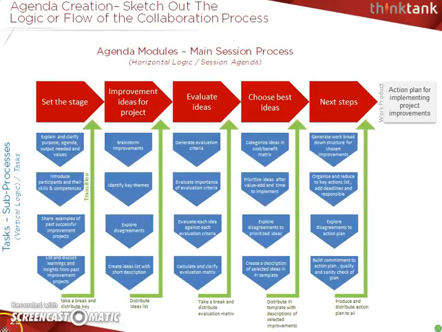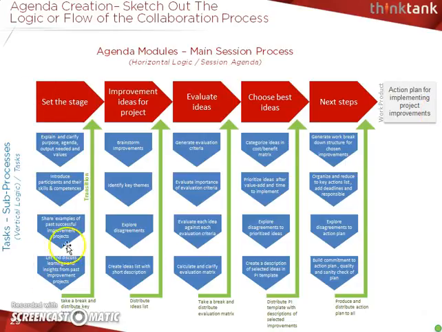Let's look at an example of what such an agenda would look like. This is an agenda where the first point would be to set the stage or to introduce the meeting. The next stage would be to develop ideas, improvement ideas for a project. Third one is to evaluate which of these ideas are best. And then fourth is to choose the best ideas. And the next steps is the last phase where we talk about how we actually start using these ideas in practice. And this one leads to an action plan for implementing some project improvements.